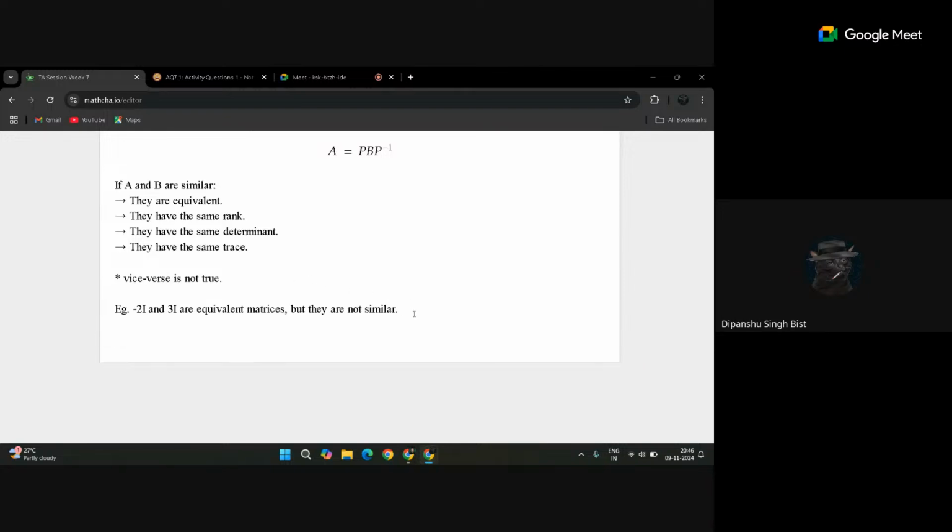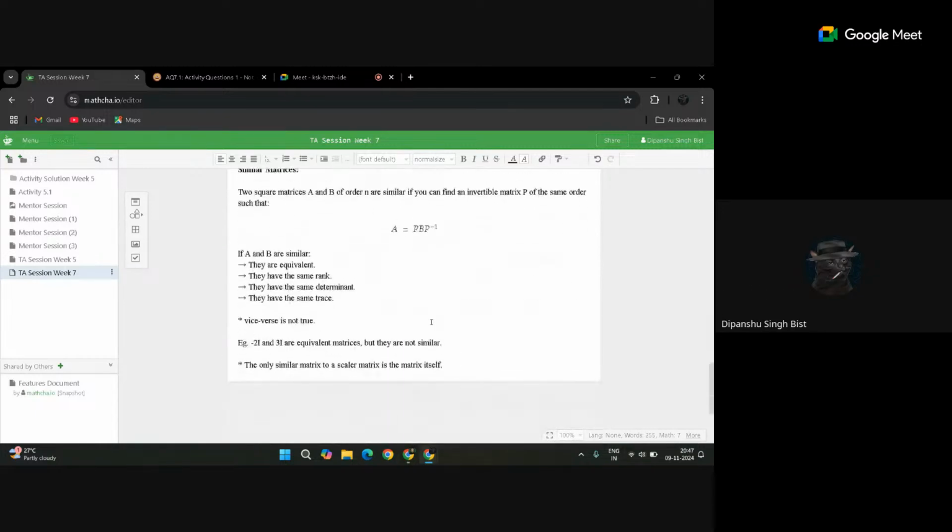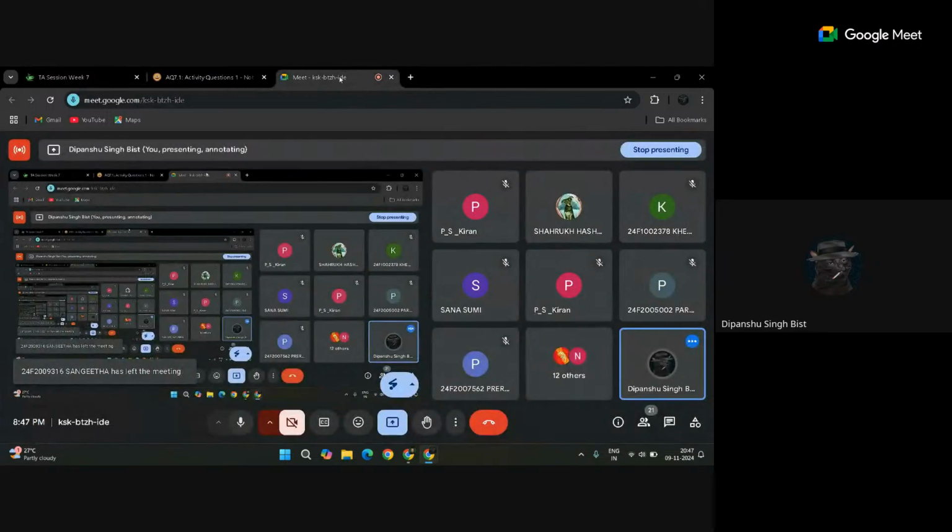Okay, you can write a few more conclusions. Conclusions are something you sit and think about, and you can define multiple conclusions at once. So one of the conclusions is this as well, that the only similar matrix to a scalar matrix is the matrix itself. So these are some things that you can keep in your mind. I guess this was the summary of all the things that we have done till now in the live sessions. Maybe this was the summary of your lecture one as well.